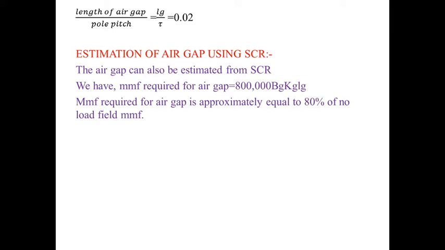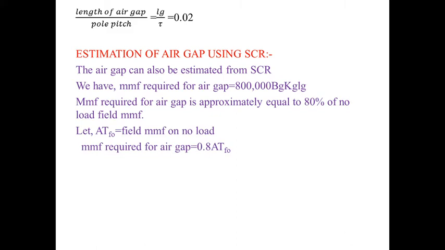The air gap can also be estimated from the short circuit ratio, that is SCR. We have MMF required for air gap given by 800,000 Bg kg into Lg, where Bg is called the flux density in the air gap, kg is called the gap contraction factor, and Lg is the length of air gap. MMF required for air gap is approximately equal to 80% of no load field MMF.